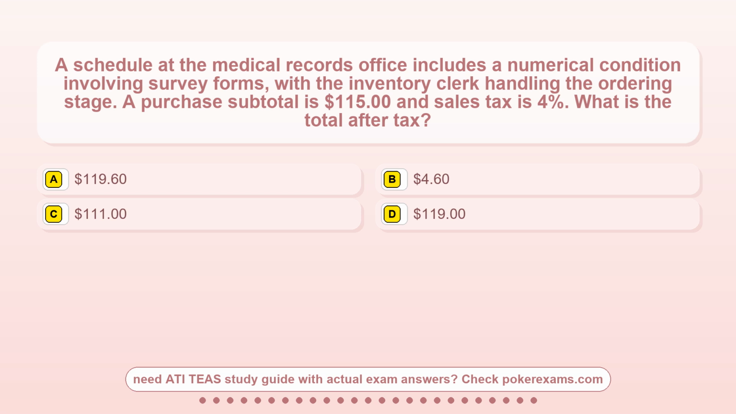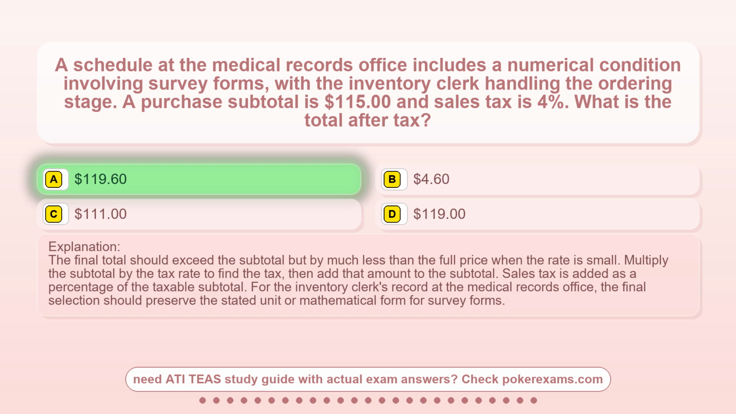Option A, $119.60. Option B, $4.60. Option C, $111. Option D, $119. The correct answer is option A, $119.60. The final total should exceed the subtotal but by much less than the full price when the rate is small. Multiply the subtotal by the tax rate to find the tax, then add that amount to the subtotal. Sales tax is added as a percentage of the taxable subtotal.